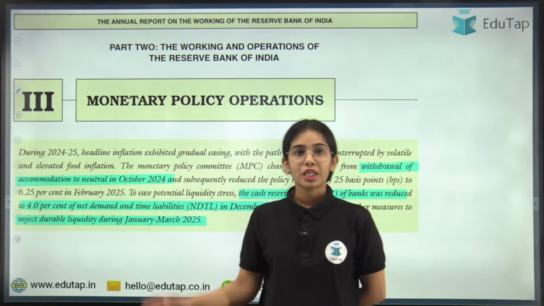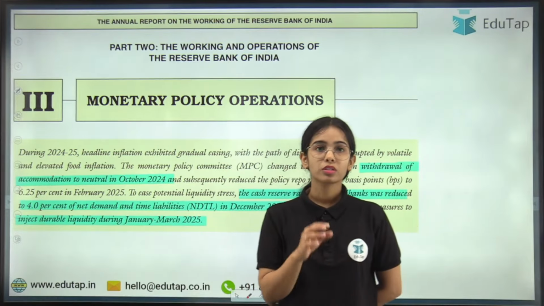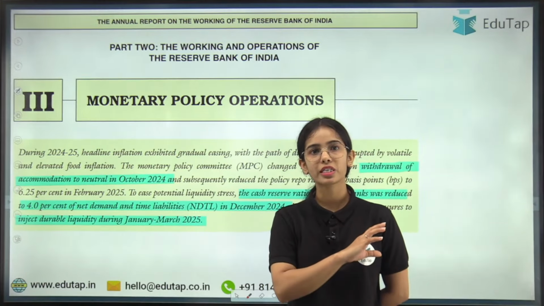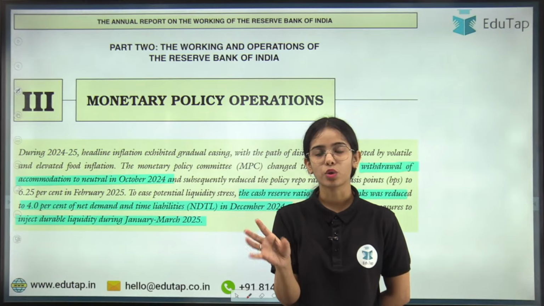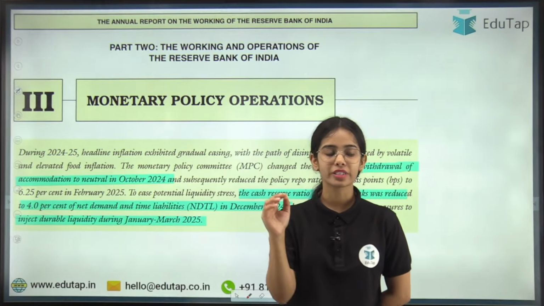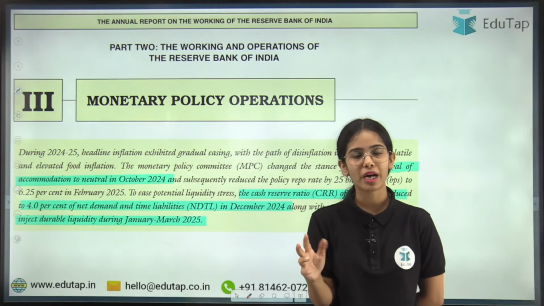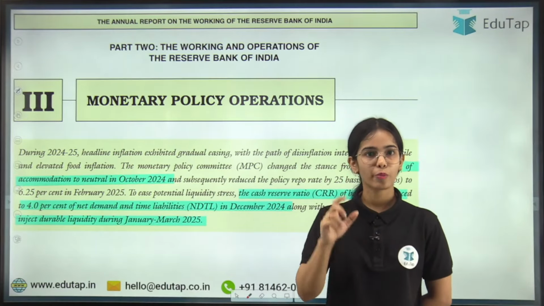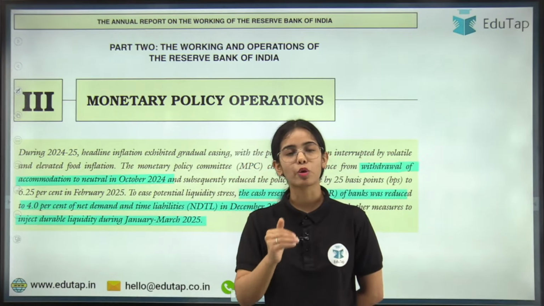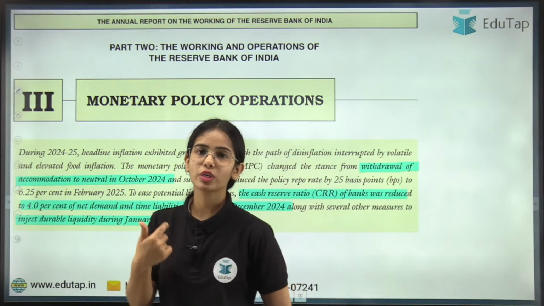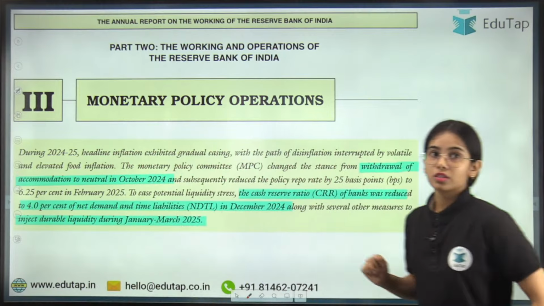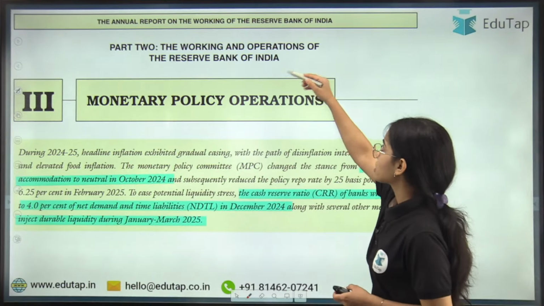Okay. Now we are going to move forward with part 2, the working and operations of the Reserve Bank of India. The good news is that you have studied 90% of this part already, because you have studied the monetary policy committees and the different operations of the Reserve Bank of India. So I'm going to tell you the important points here, which are important from a descriptive point of view and which from an objective point of view. And I will give you the additional points also as per the report. So part 2, the working and operations of the Reserve Bank of India.